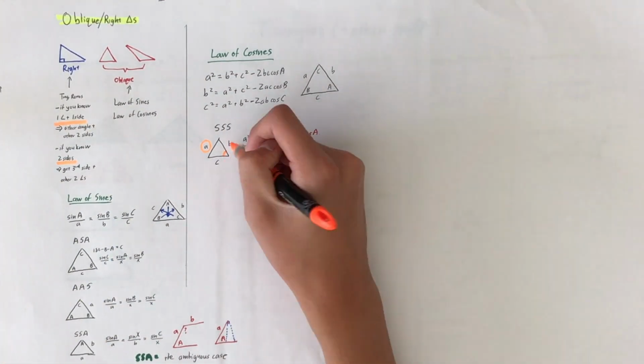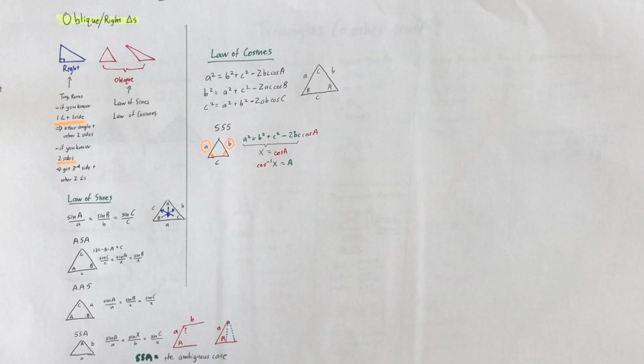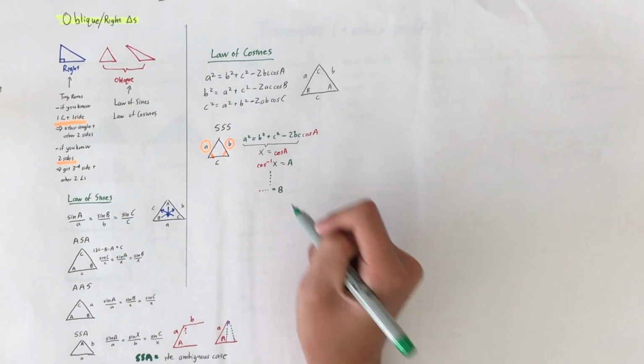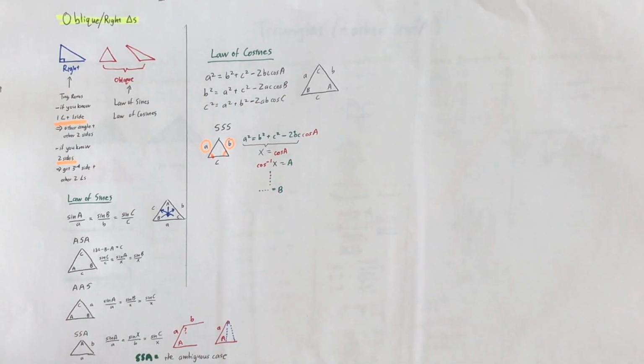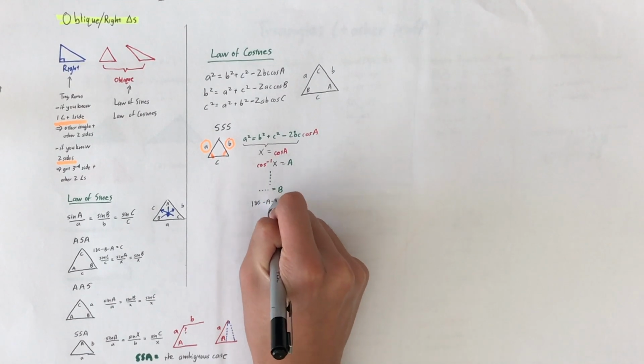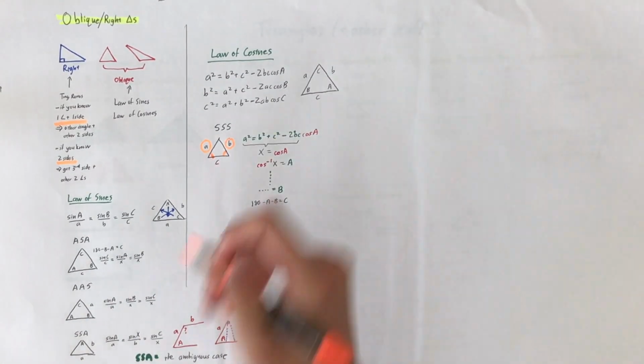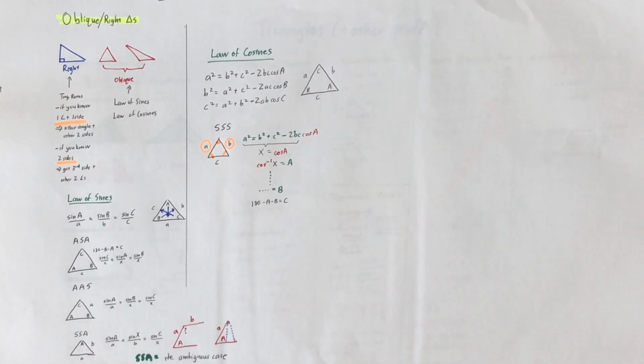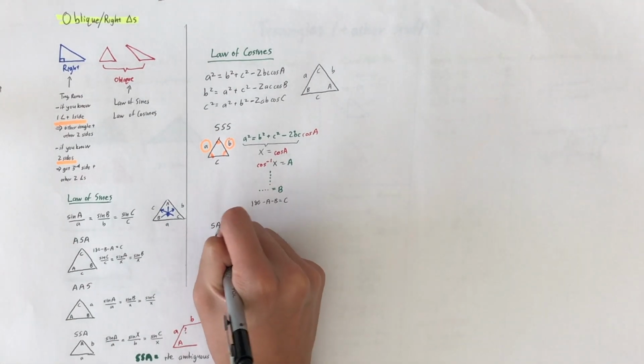Let's pick another angle. Let's say the angle opposite side b. We can just repeat the whole process with b squared equals a squared plus c squared minus 2ac times cosine of B, and we'll get what angle B is. After we get what angle B is, then we can just subtract that from 180 along with angle A to get the last angle. So now we've solved the triangle.